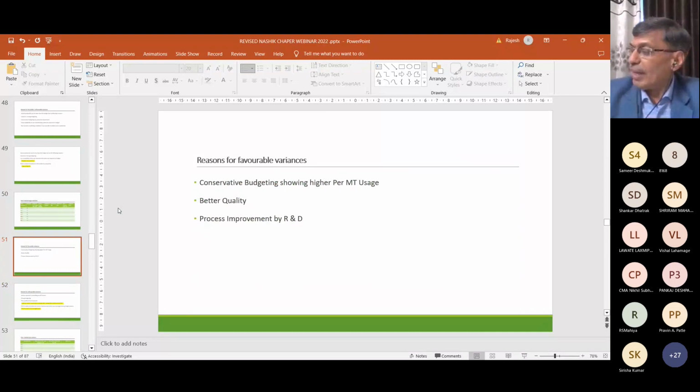Reasons for the favorable variances. Conservative budget, because human factors are involved. Because of the better quality. And process improvement by the R&D.